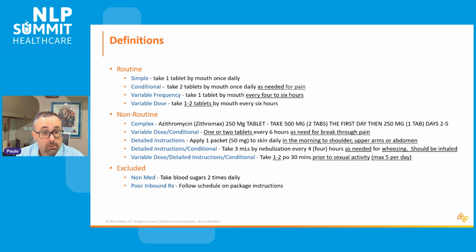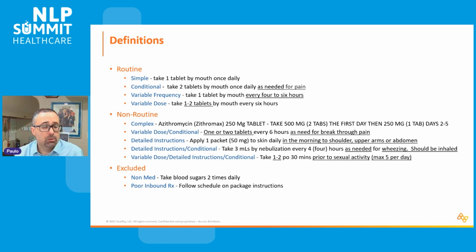Those that contain detailed instructions, this is not only simply apply 50 milligrams to skin, but it also specifically says in the morning to the shoulder, to the upper arms, or to the abdomen. So more detailed instructions. Detailed instructions and conditional include, as needed for wheezing, and then explain that it should be inhaled. And then there's those that are the most complex that contain variable dose, detailed instructions, and conditional. Here's 1 to 2 prior to sexual activity, maximum of 5 per day. And so these are the examples of the routine and the non-routine prescriptions that we addressed.